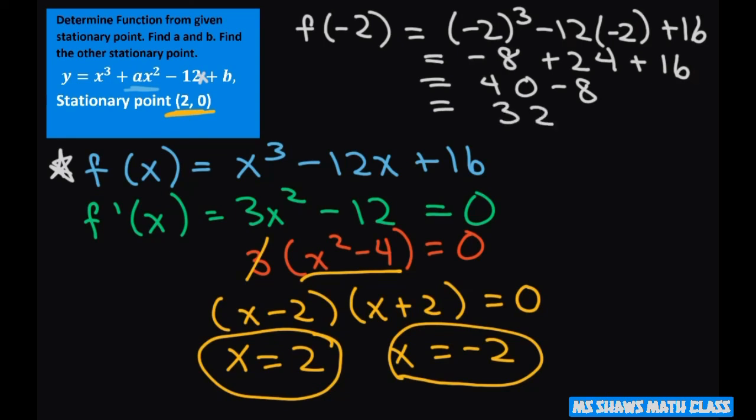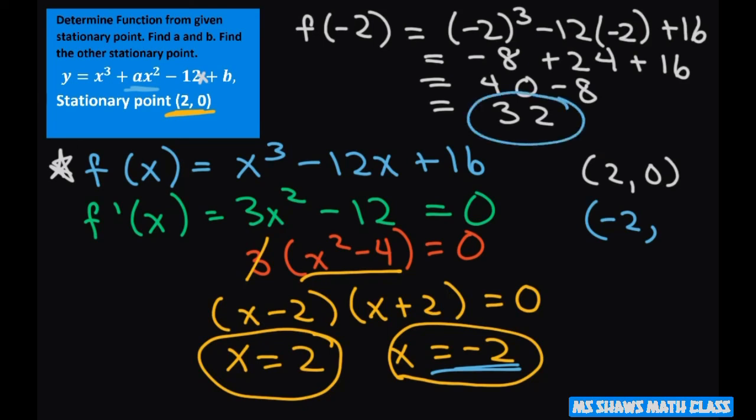So our stationary points were at (2, 0), and the other stationary point we were trying to find is (-2, 32).